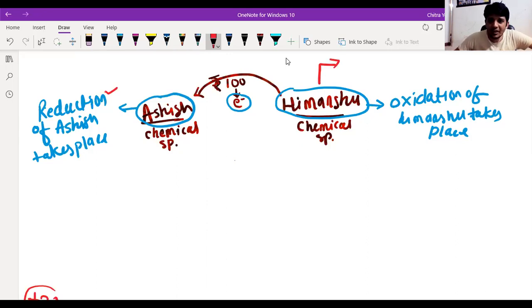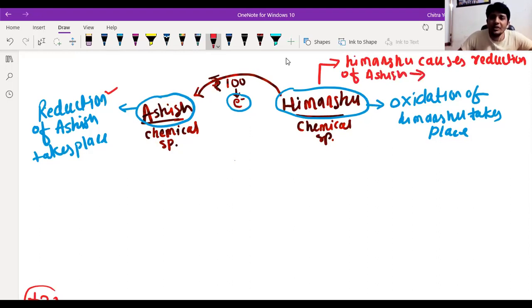So we can write here Himanshu causes reduction of Ashish. Hence, it acts as a reducing agent.